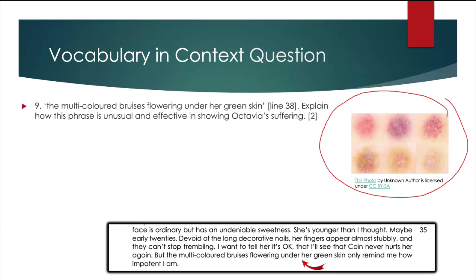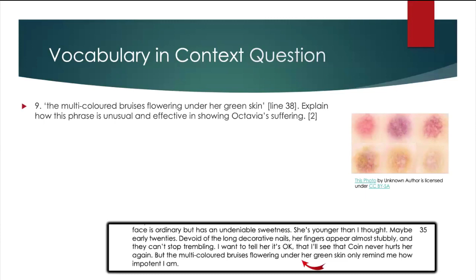How the phrase is, number 1, unusual, and number 2, effective? I think it's unusual because if you have multicolored bruises under green skin, it may not be very easy to see how colorful the bruises are, and it would be effective in showing how Octavia had been harmed. You need to guard against rambling.